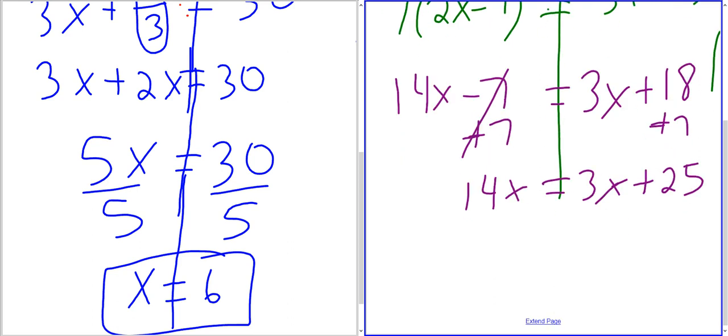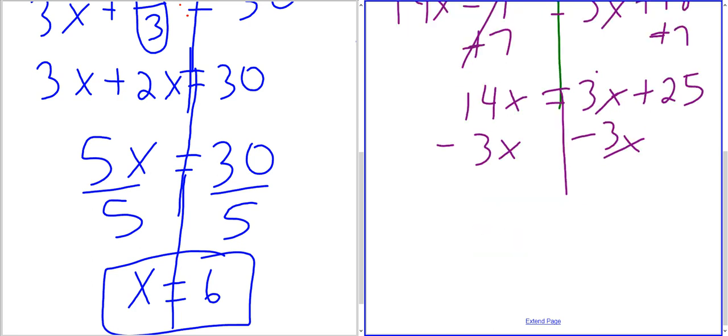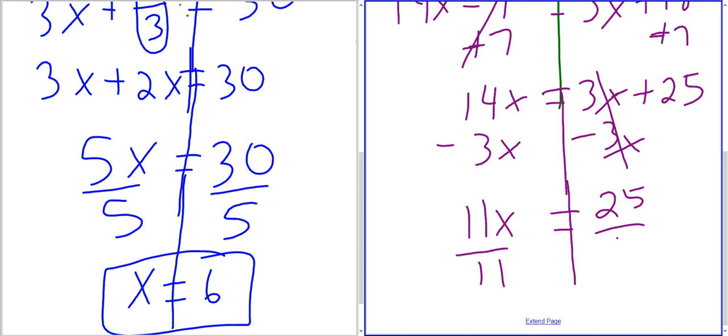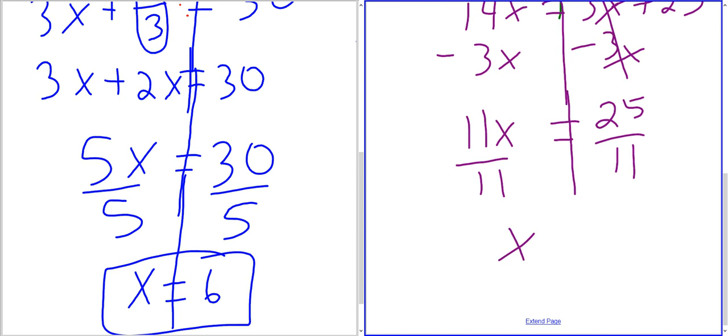Now subtract 3x. So if these cancel, and I get 11x equals 25. Divide both sides by 11. So x equals 25 over 11.